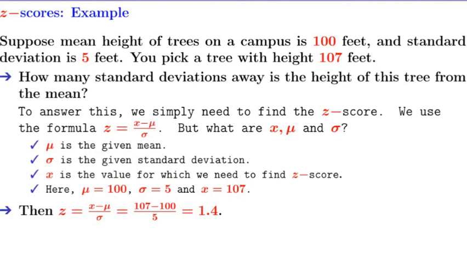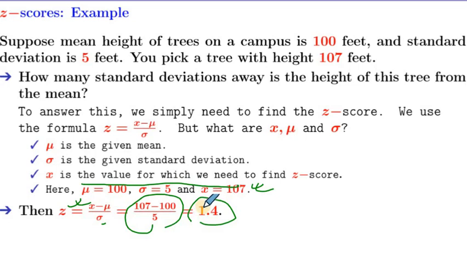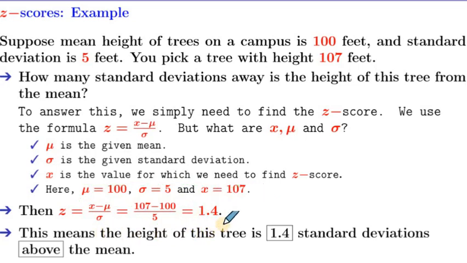Then we simply need to plug in these values in our formula. Okay, formula down here. So we know our x is 107, our mean is 100, and our standard deviation is 5. So when we do this math, we get 1.4. So this means the height of the tree is 1.4 standard deviations above the mean.